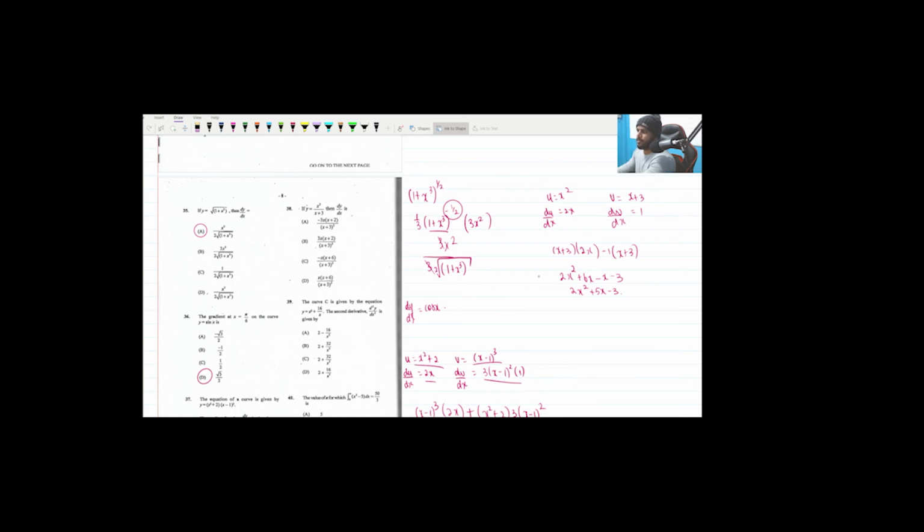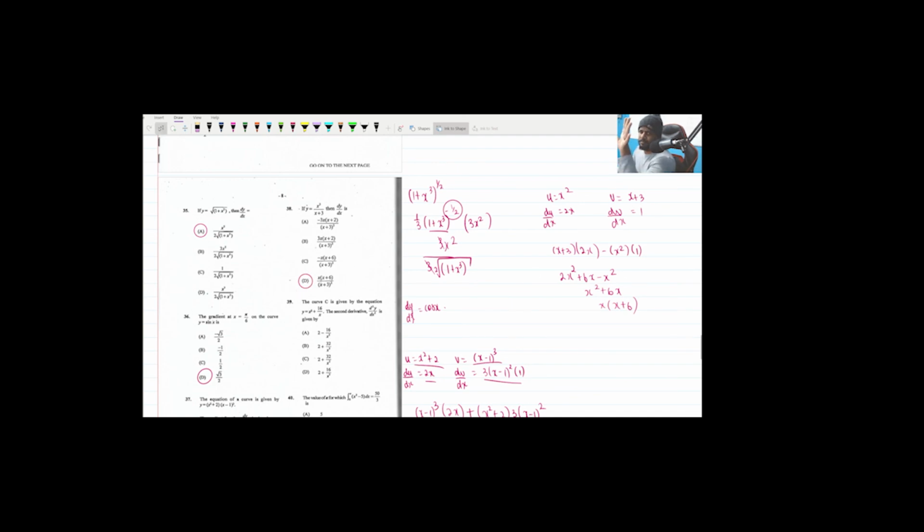U is x squared, du/dx is 2x. V is x plus 3, dv/dx is 1. v du/dx minus u dv/dx. Right, so that there, minus x squared. So here we get x squared plus 6x, which is x into (x plus 6).